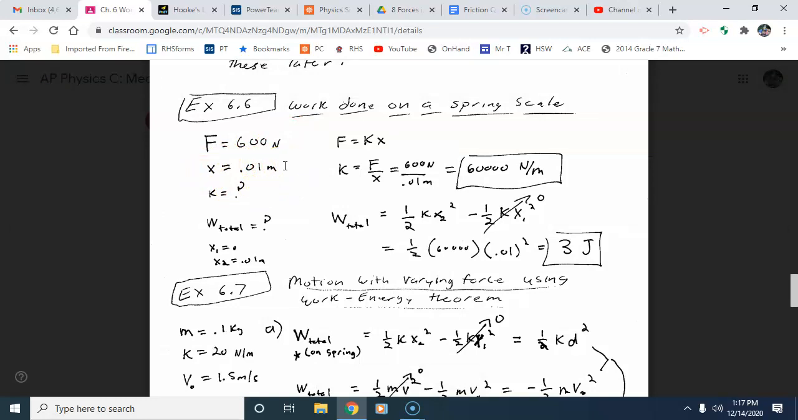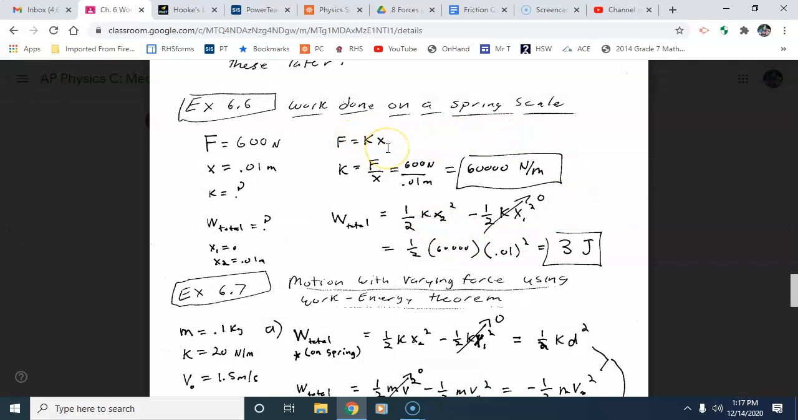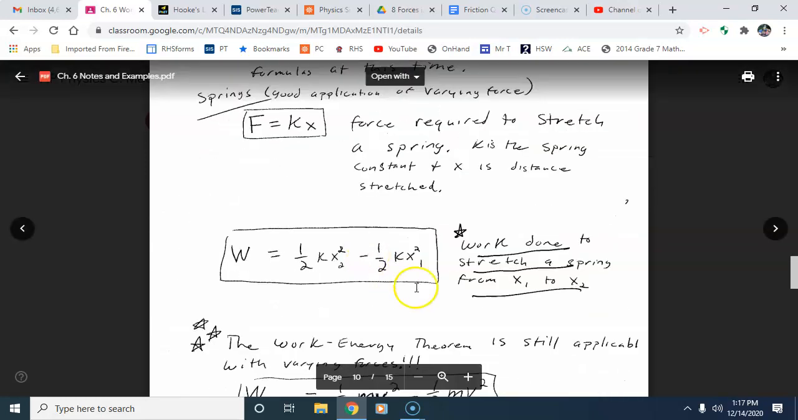To figure out the total work, that's this formula, but we don't have the spring constant. But because of the force and the compression given, I could plug into Hooke's law to solve for K and get 60,000 newtons per meter. That's the typical unit we want K, the spring constant, in, newtons per meter. As long as our forces are in newtons and our stretches or compresses are in meters, that's what will come out. Now that we have that, we can plug into the work done by a spring formula.